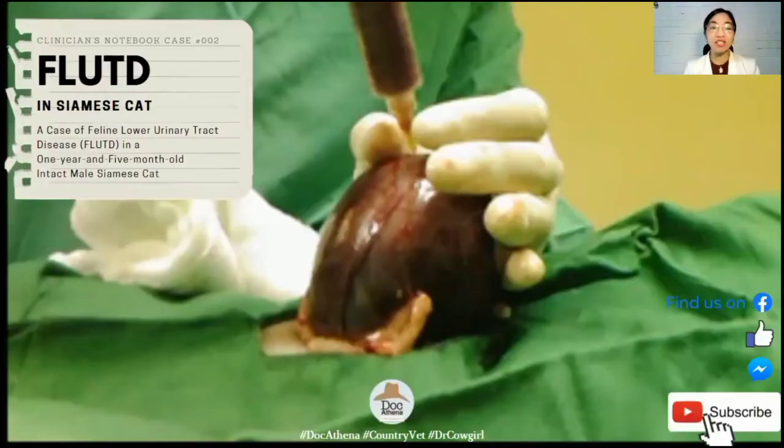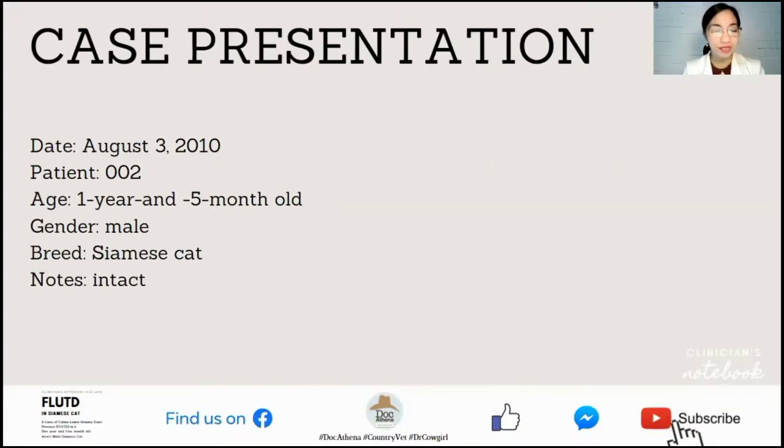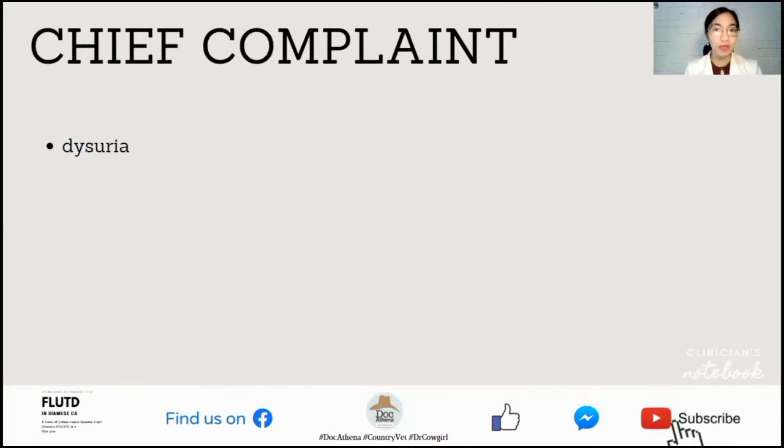Patient's Notebook Case Number 002, FLUTD in Siamese cat. A case of feline lower urinary tract disease in a 1 year and 5-month-old intact male Siamese cat. Clinical report, case presentation. On August 3, 2010, patient 002, a 1 year and 5-month-old male Siamese intact cat, was presented to the hospital with a chief complaint of dysuria.